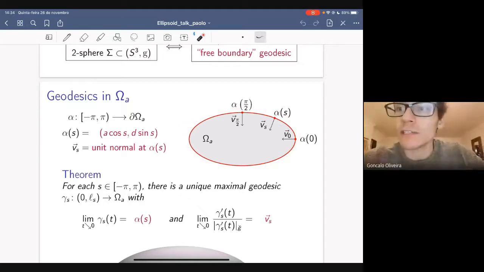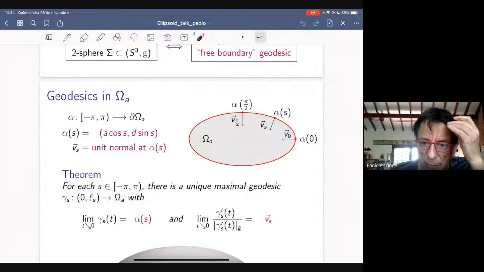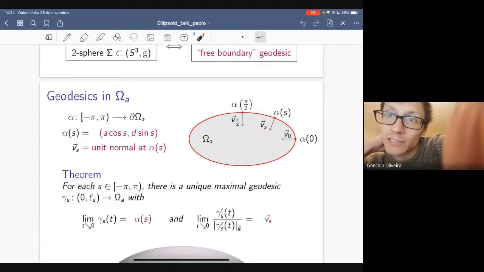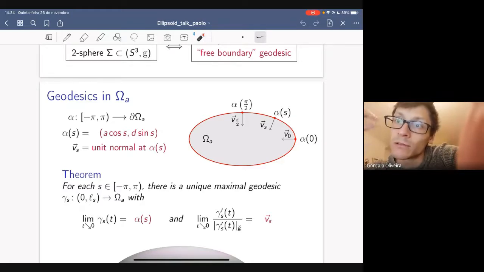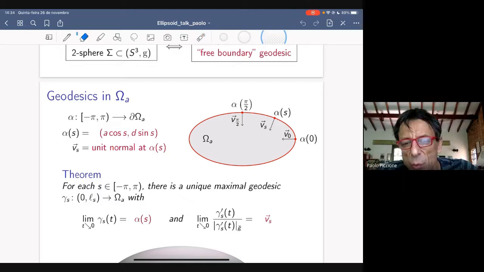Can I ask a question? Sure. So what if the geodesic does not start orthogonally but just transversely? Do you obtain some of those? This kind of object would give singular minimal spheres on the ellipsoid upstairs.